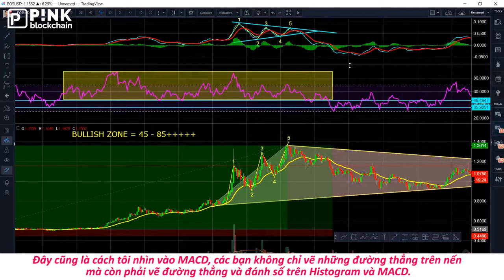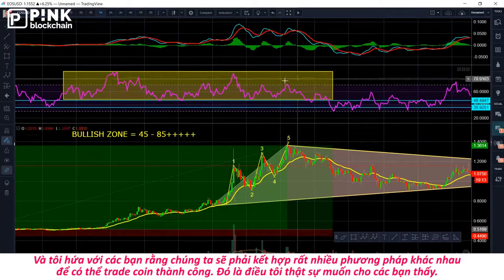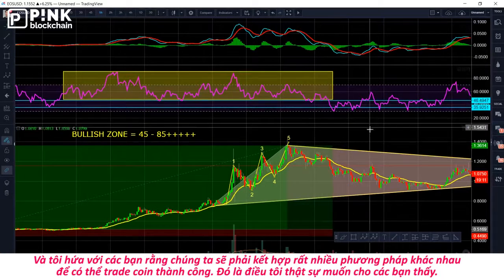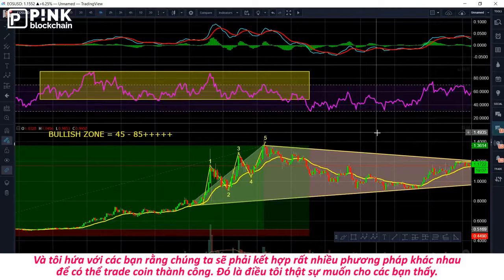So this is the way I also see MACD, guys. You don't just draw lines on candles, okay? You also draw lines and numbers on the histogram and MACD as well. And I promise you, when we incorporate a lot of different methods into our trading, we will get very successful over time. And that's what I want to show you so badly.